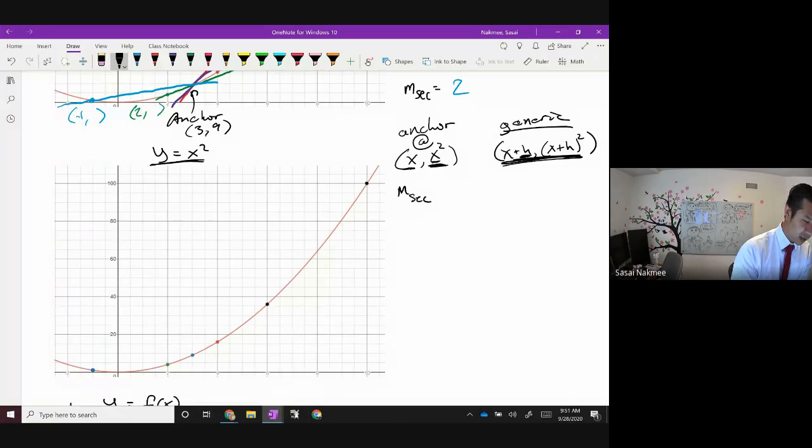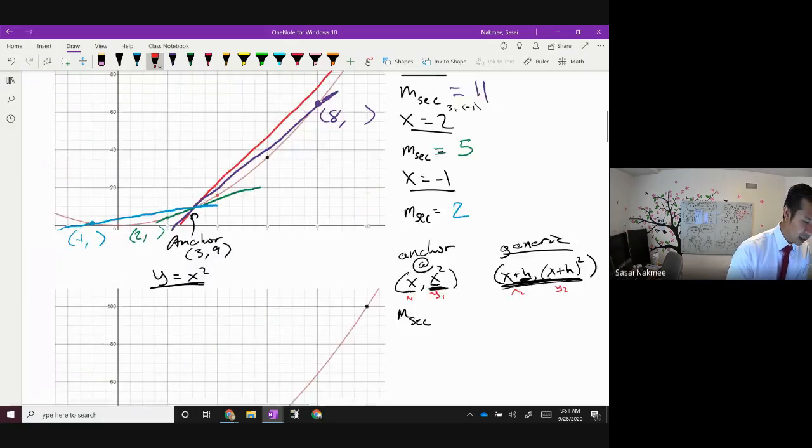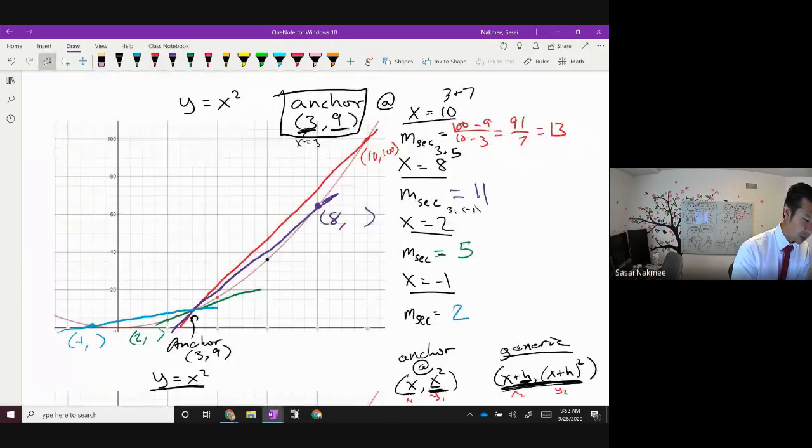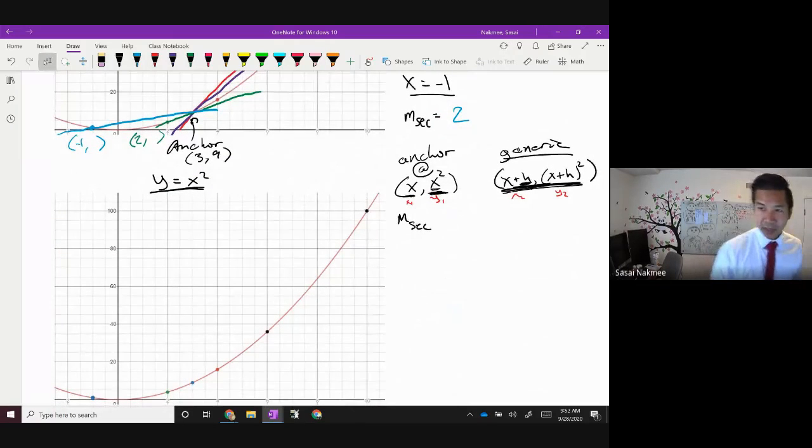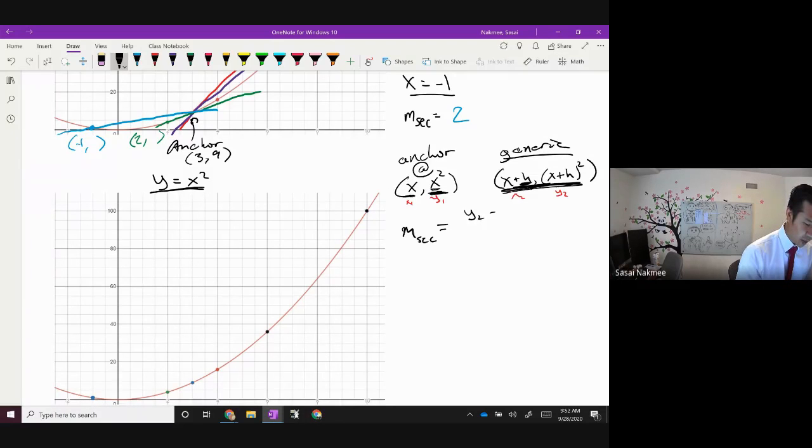And what I'm trying to say is this, basically. This was like my x1, and this is like my y1. This is like my x2, and this is like my y2. And we've done that for all these points up here, with these anchor points of 3 and 9, but now I'm just doing it with these generic points, okay? Watch this. So I was calculating the slope of these secant lines, and it was always equal to y2 minus y1 over x2 minus x1, okay?